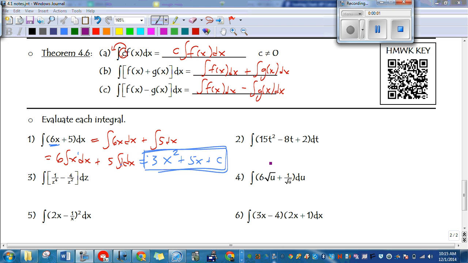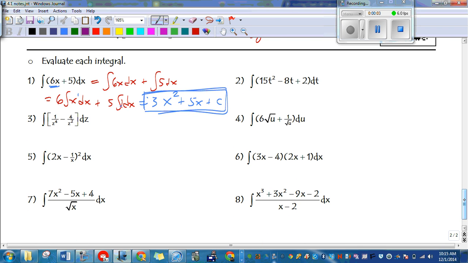All right, let's take a look at number 2 for this one. I'm not going to split it up this time. We're just going to look at each part individually. We're not physically writing it out separately.